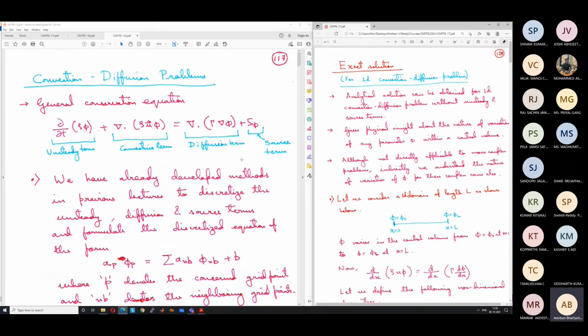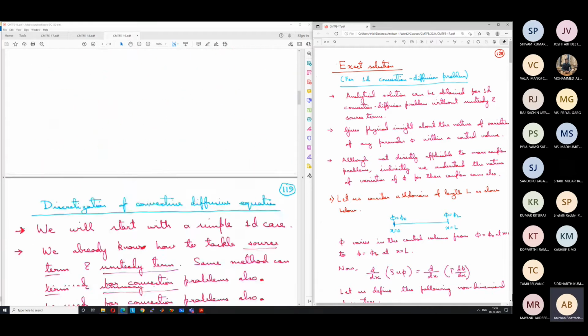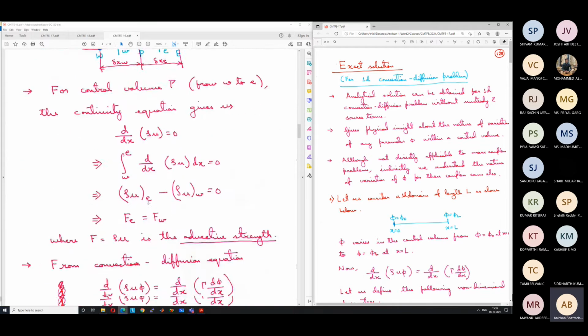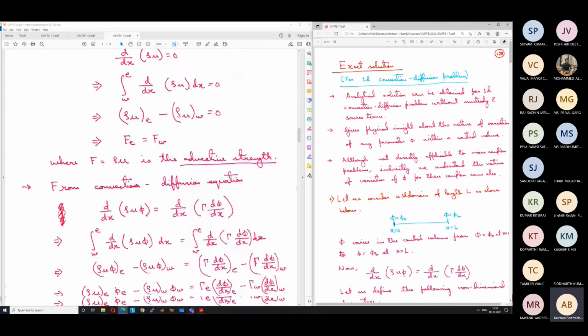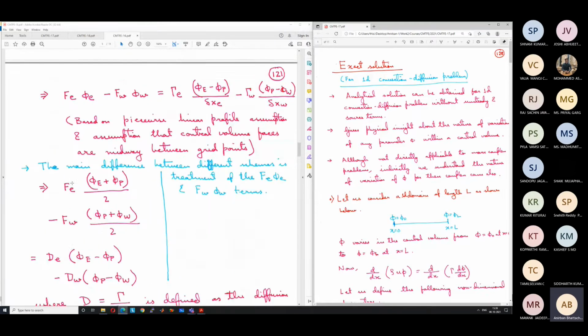So this was the problem that we wanted to discretize, the convective term, and the main issue came on how to discretize, or how to formulate, the term rho u e phi e minus rho u w phi w. How to interpolate phi east and phi west. For this we first used a common sense approach, where we assumed that phi east and phi west are just average values of the neighboring grid points. With this we derived a discretized equation which we called a central difference scheme.